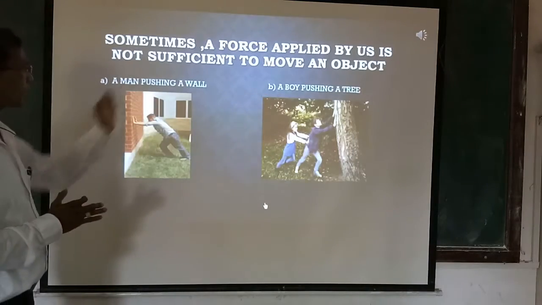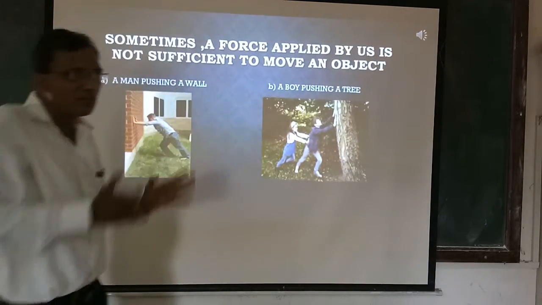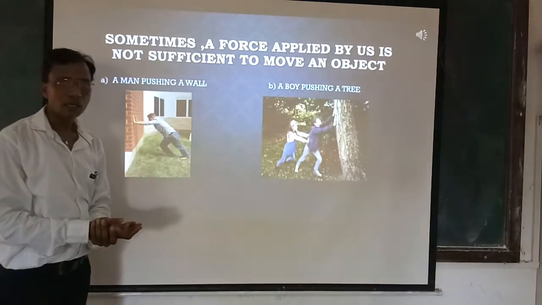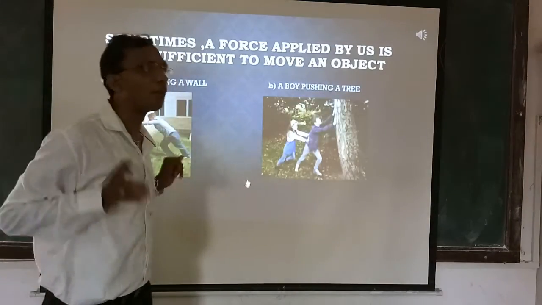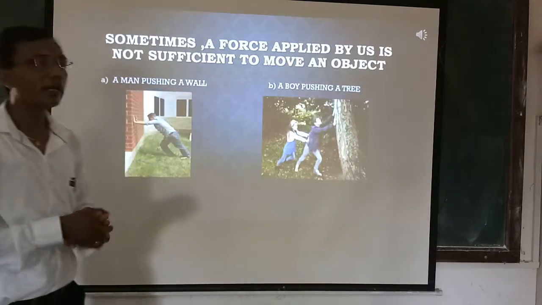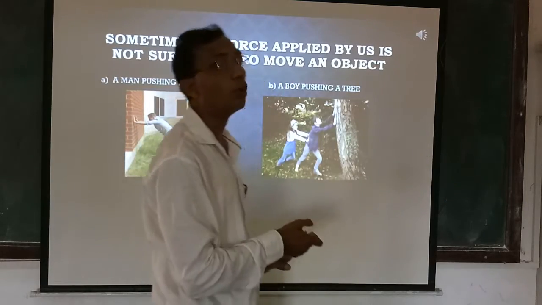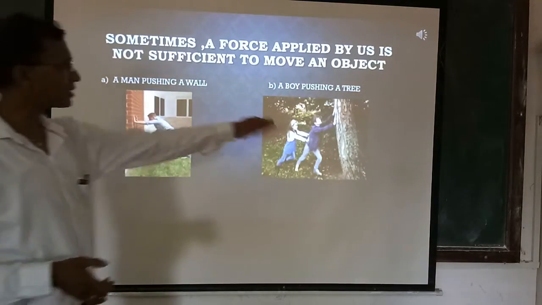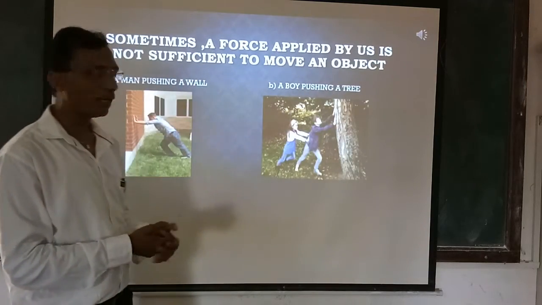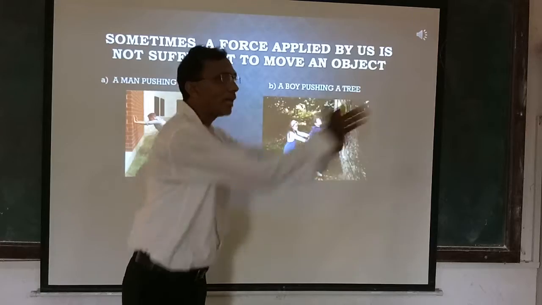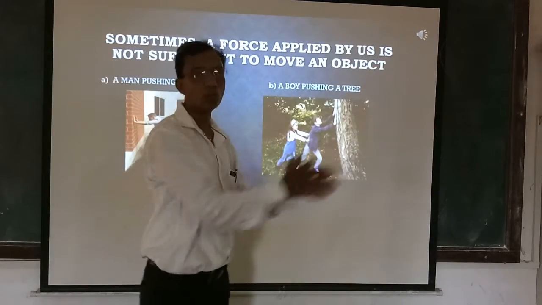Here you can observe that a man is pushing a wall. As you know, the wall is stationary. We apply force, we apply pressure on the wall, even though the wall cannot be pushed or set in motion. Another example is a boy pushing a tree trunk. Both children apply force on the trunk, even though it cannot be set in motion.